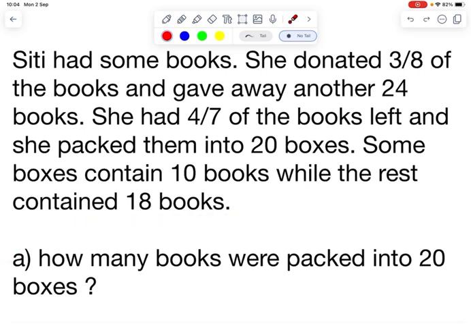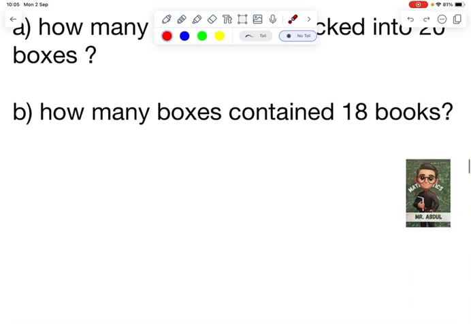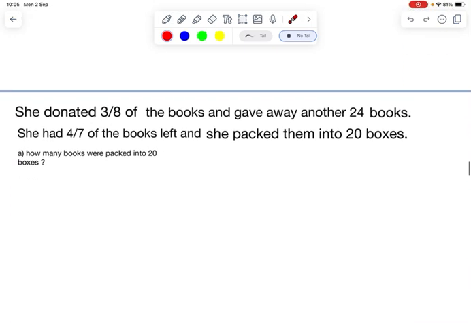Part A, we are asked to find how many books were packed into 20 boxes, and how many boxes contain 18 books. Part B will be much more interesting because we can use a lot of methods: the assumption method, guess and check, and also algebra, which is my favorite. I will tell you in a short while. Let's go through the first part of the question.